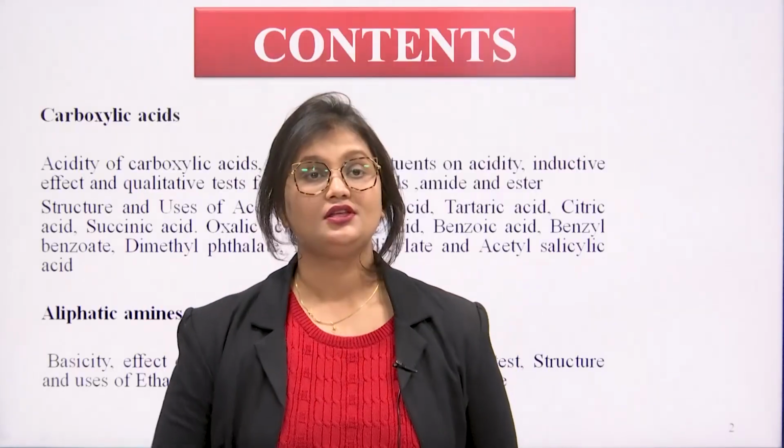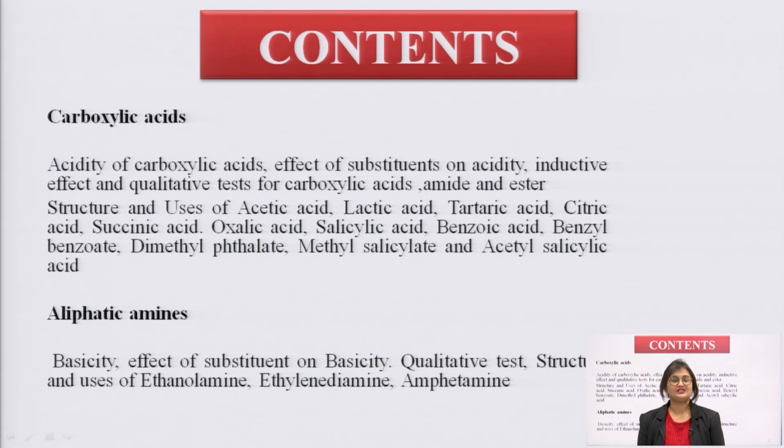So now, since our previous classes we were discussing topics related to unit 5. Your unit 5 of Pharmaceutical Organic Chemistry is composed of two major heads: carboxylic acid and aliphatic amines. Under carboxylic acid, we were dealing with acidity of carboxylic acids, effect of substituents on acidity of carboxylic acids. We had learnt about the inductive effect and qualitative tests for carboxylic acids. We have even learnt about amides and esters chemical tests.